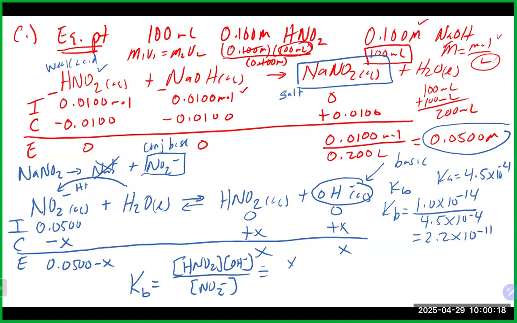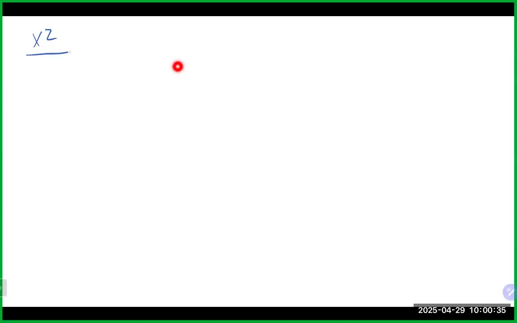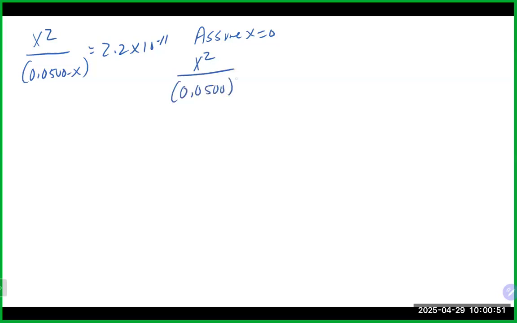Looks like 2.2 times 10 to the minus 11. At this point, we can put in here our x squared over 0.05 minus x equals 2.2 times 10 to the minus 11. I think I'll swap over a page here. So we have x squared over 0.05 minus x equals 2.2 times 10 to the minus 11. At this point, we can assume x is equal to 0. That's going to give us x squared over 0.05 equals 2.2 times 10 to the minus 11. We're obviously going to multiply and then square root it. And that is going to get us here. Looks like an x value with a lot of zeros there. So I'll do a little scientific notation like we're in chemistry class, maybe. We'll do 1.054 times 10 to the minus 6.